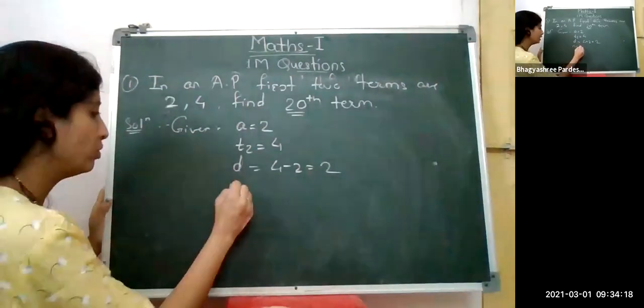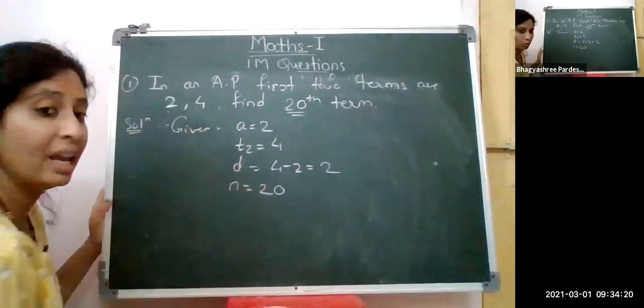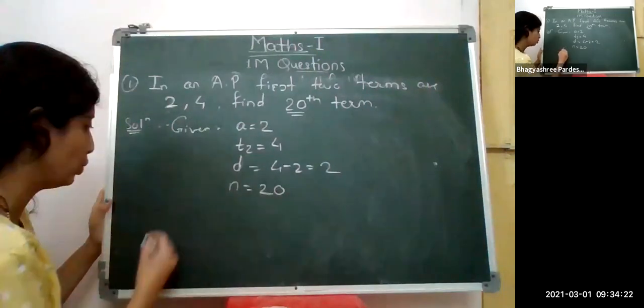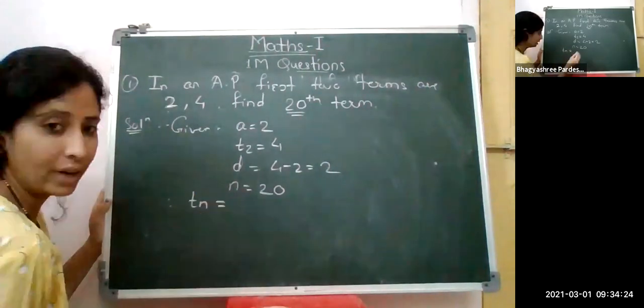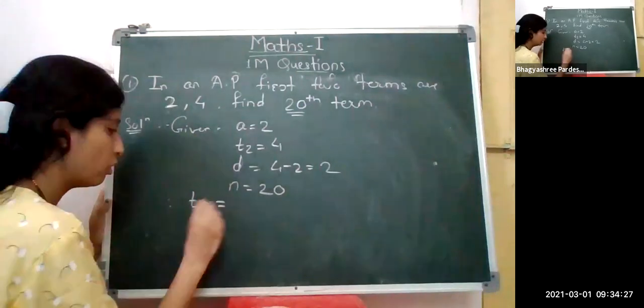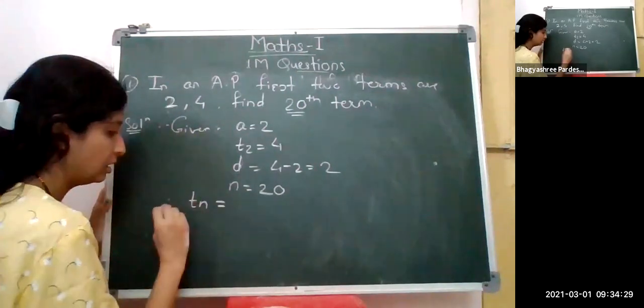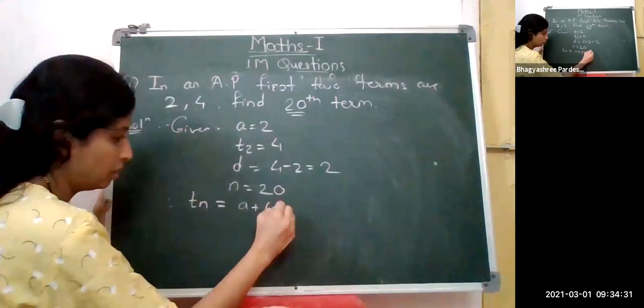Next, what do we have to find? The 20th term. That is, N is given to us, which equals 20. So therefore, we have to find Tn. So write the formula for Tn. Tn equals A plus (N minus 1) D.